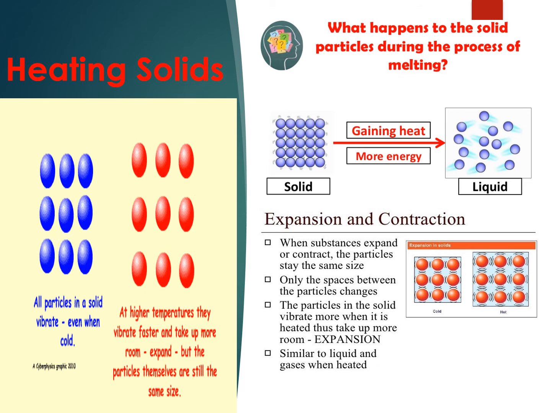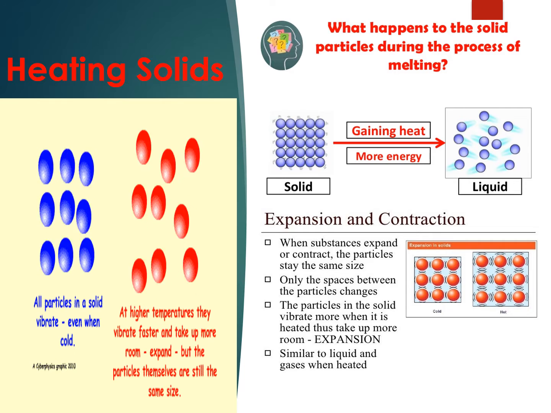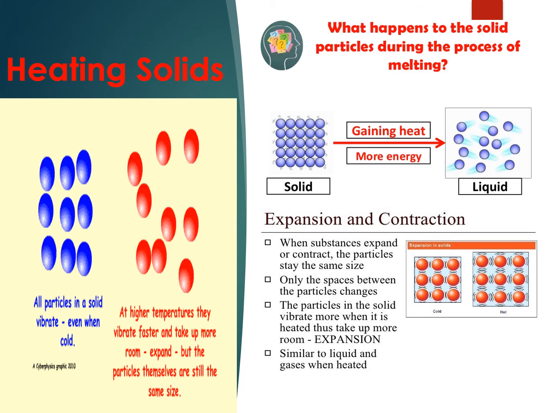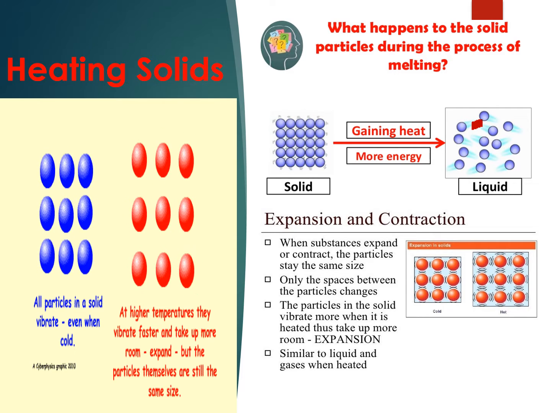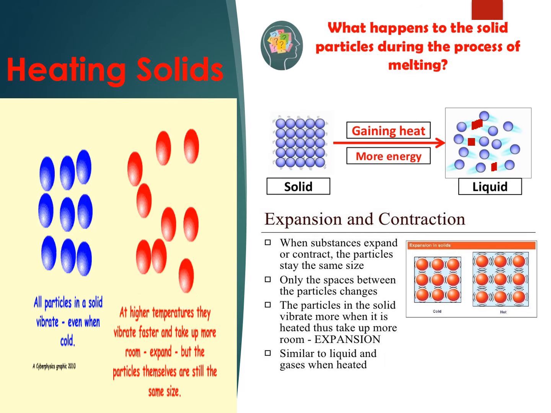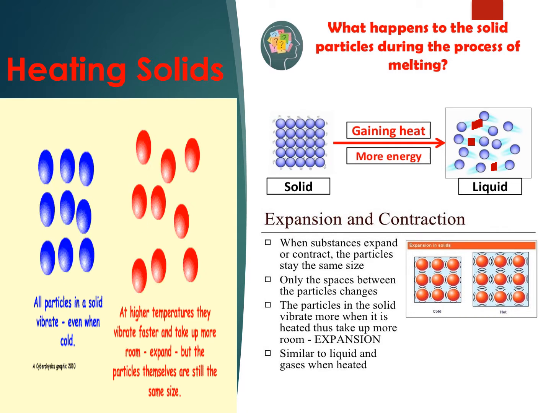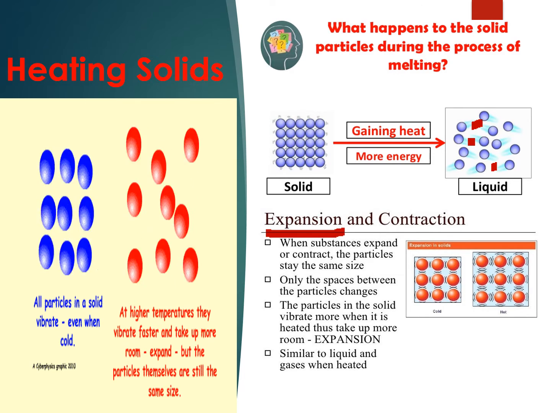What happens to the solid particles during the process of melting? Heating solids or melting are the same. The solid here gained more energy, so the spaces between particles here and here and here become bigger, so particles of solid changed into liquid, and we call this process expansion. Expansion means the spaces between particles become bigger.